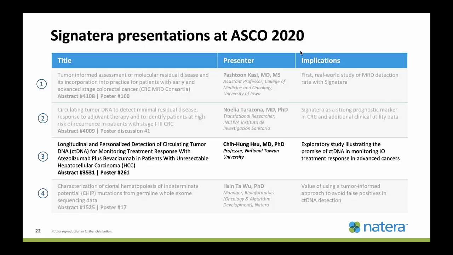Shifting gears to hepatocellular carcinoma, which is the third presentation, presented by Dr. Chi-Hung Shu from the National Taiwan University Hospital, and it's titled Longitudinal and Personalized Detection of ctDNA for Monitoring Treatment Response with Atezolizumab plus Bevacizumab in patients with unresectable hepatocellular carcinoma.